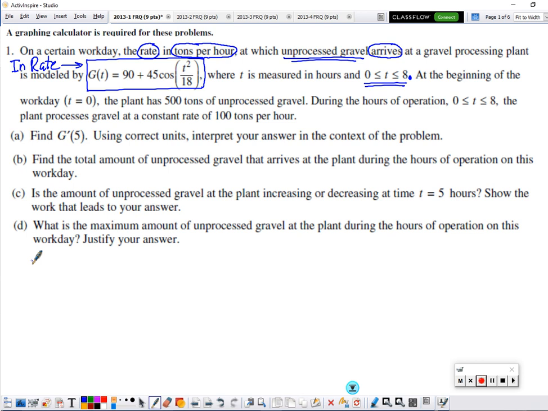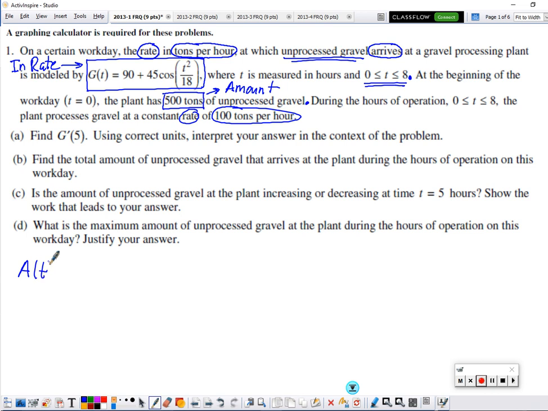At the beginning of the workday, time equals 0, the plant has 500 tons. That's not a rate, that's an amount. So this is an amount of unprocessed gravel, period. So right there, let's keep reading. During the hours of operation, the plant processes gravel at a constant rate again. So we've got a rate, 100 tons per hour.